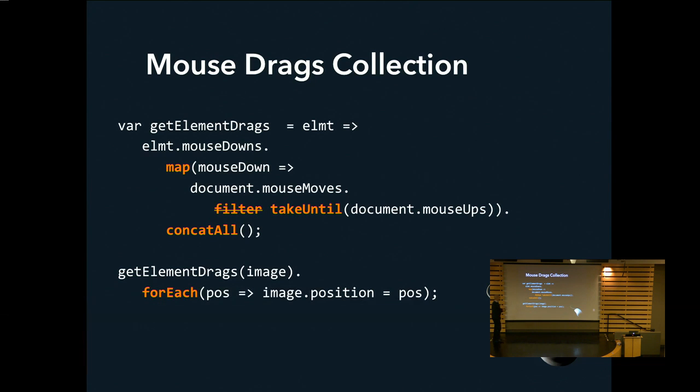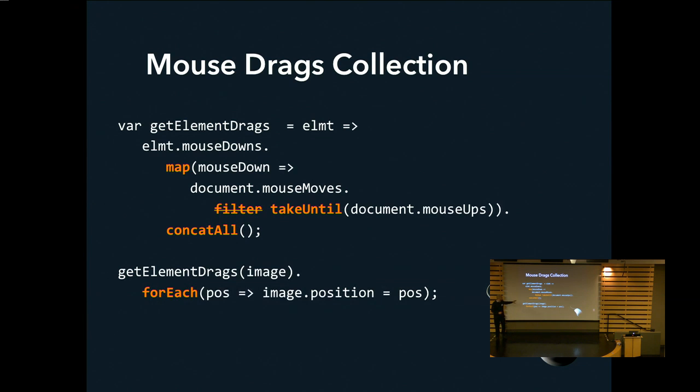It completes, and that leaves us with a two-dimensional collection, because for every mouse down, we get a collection of mouse moves that we reduce the number of items of. And so we've got a two-dimensional collection, so we apply concatAll to flatten it out into a nice stream of points that represent where my mouse move is while I'm dragging.